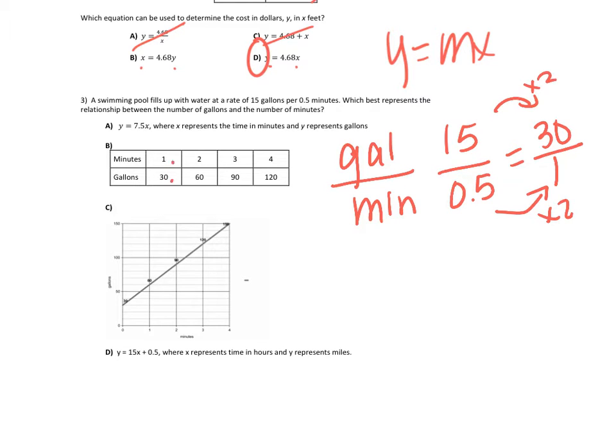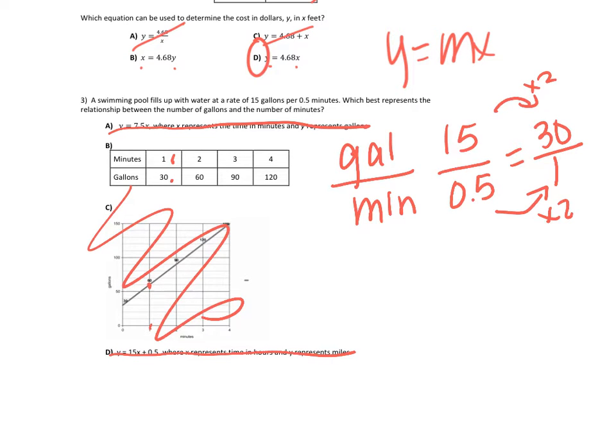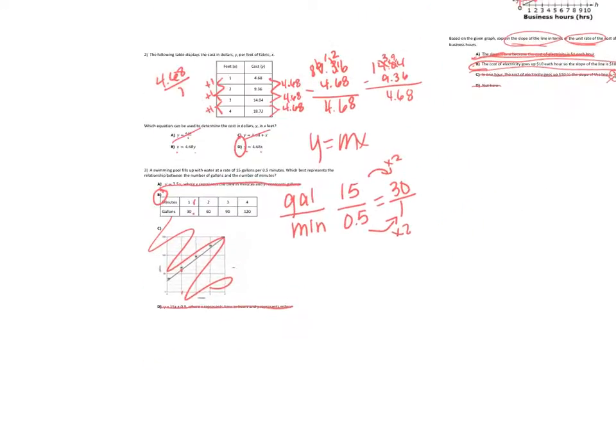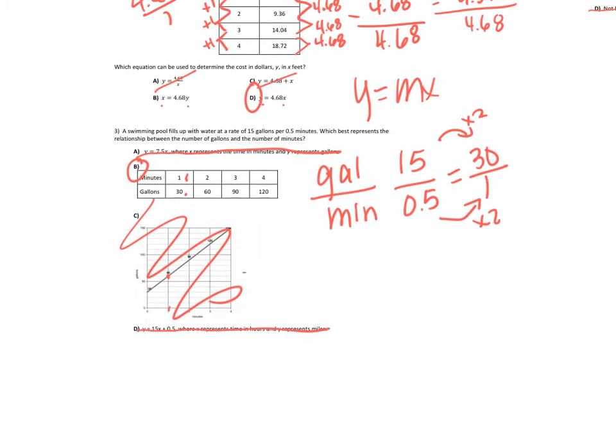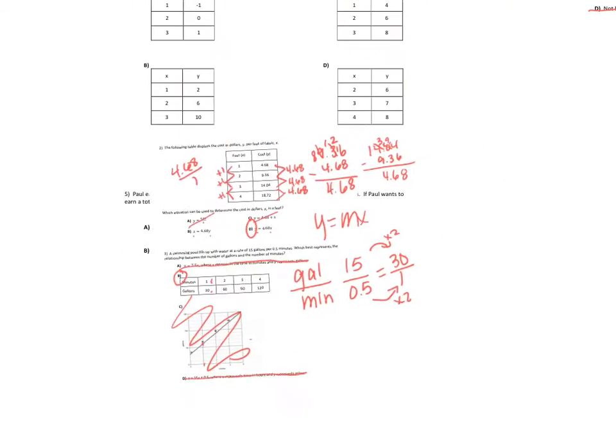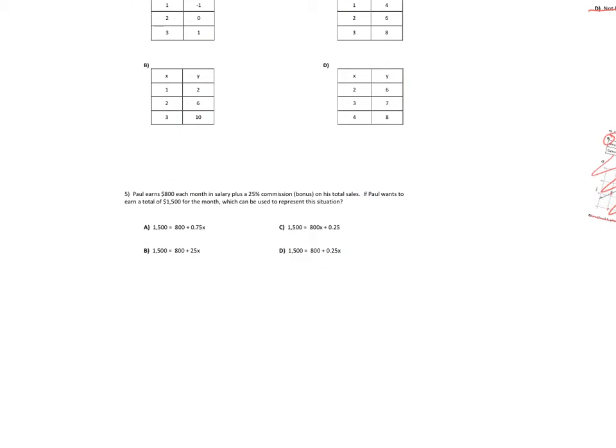Well, this says 30 gallons a minute. That one says 7.5x, and no, it should be 30x. Okay, this is saying 1 is almost 60, and then this is all the way crazy. So we're going to go with B, answer choice B there. Okay, so let me move this one out of the way. Okay, so it's over here.